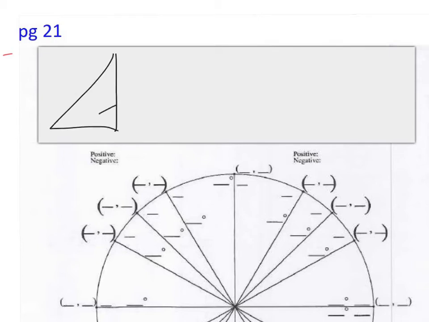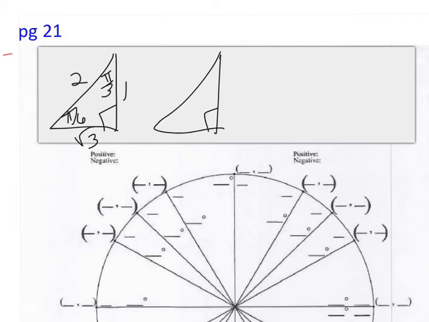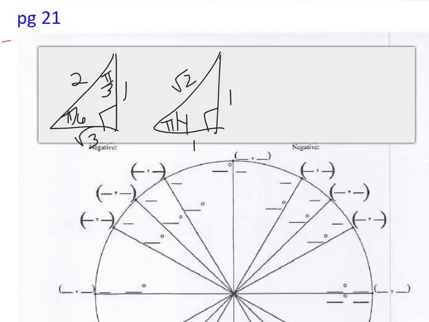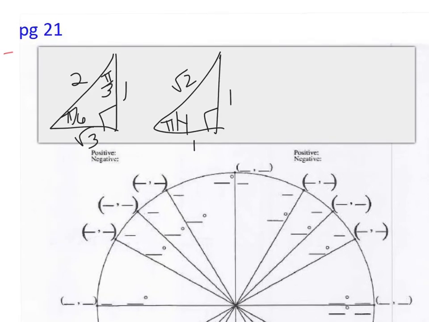So let me get my triangles back. Pi over 6, pi over 3, 1, 2, root 3. Pi over 4, 1, 1, root 2. And now we can fill in everything.